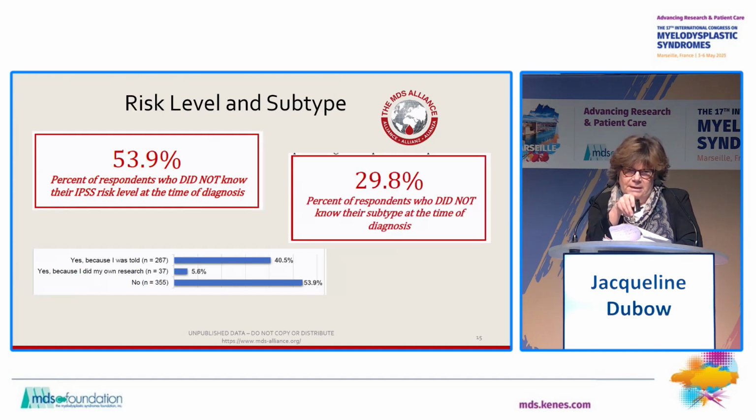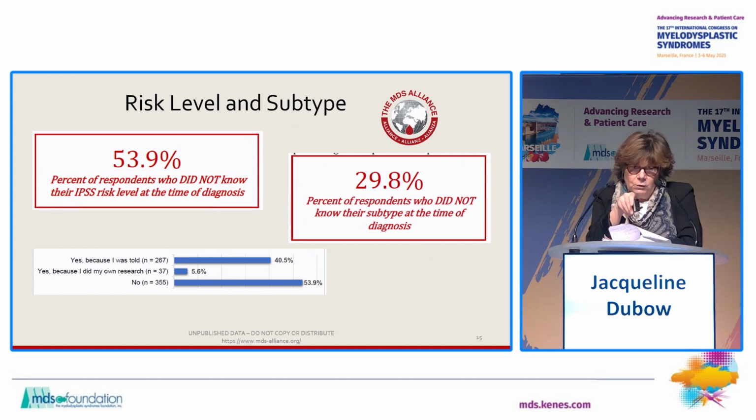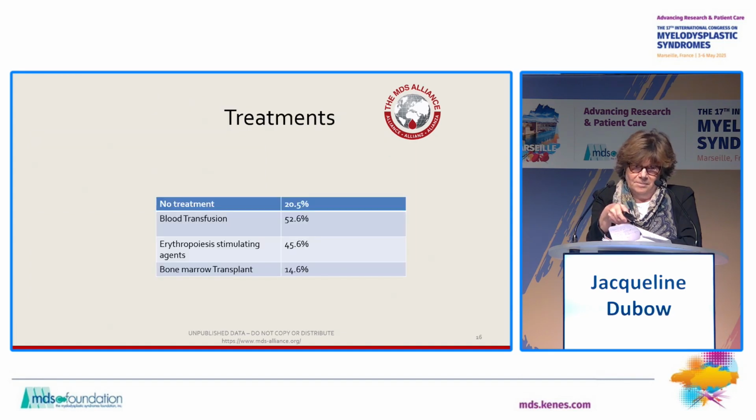So, risk level and subtype. Close to 54% of the participants did not know their IPSS risk at the time of the diagnosis. And almost 30% of them did not know their subtype. How did they learn? 40% of them learned because they were told. Close to 6% did their own research, and the rest did not know. So here there are still some efforts to be made.